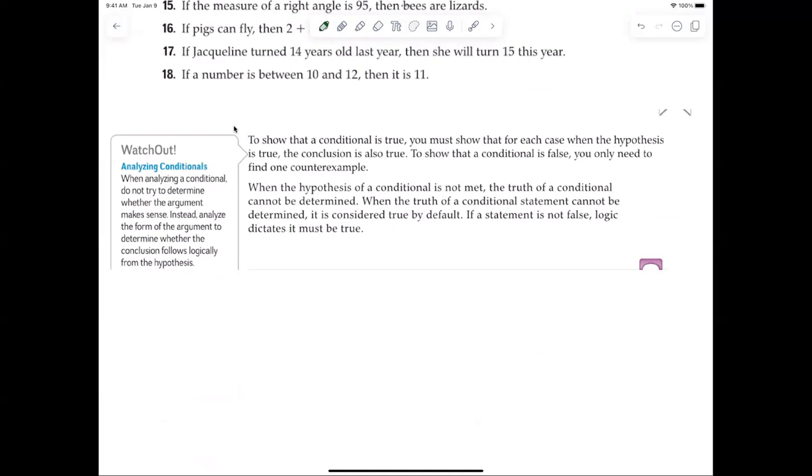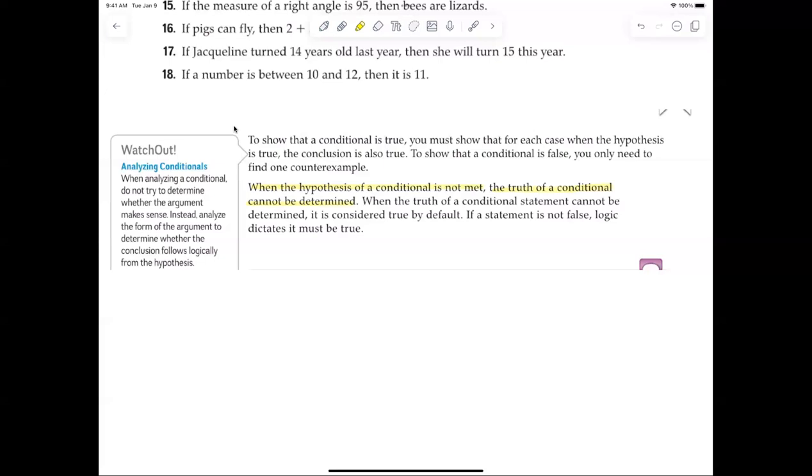Now, it says to show that a conditional is true, you must show that for each case when the hypothesis is true, the conclusion is also true. To show that the conditional is false, you only need to find one counterexample. Which makes sense. But here's the confusing part. When the hypothesis of a conditional is not met, the truth of a conditional cannot be determined. That's what is confusing to me.